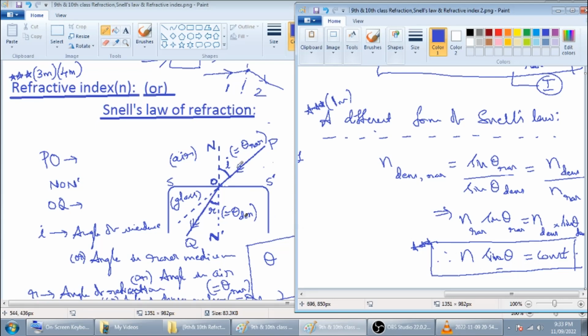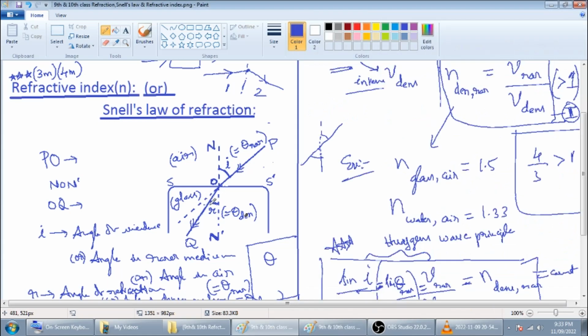Now what if the light ray goes in the reverse direction? If the light ray is going in the reverse direction, I'll draw the diagram like this. Just observe here. I'll draw the diagram this way.